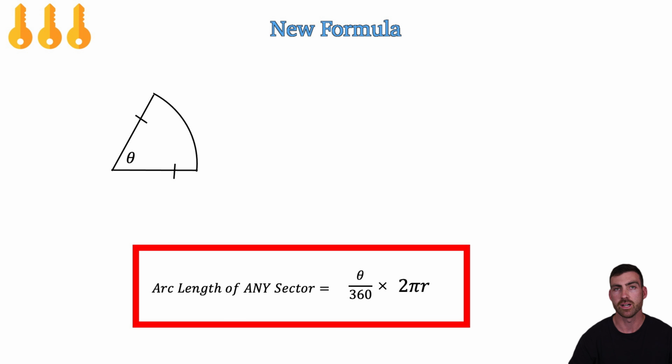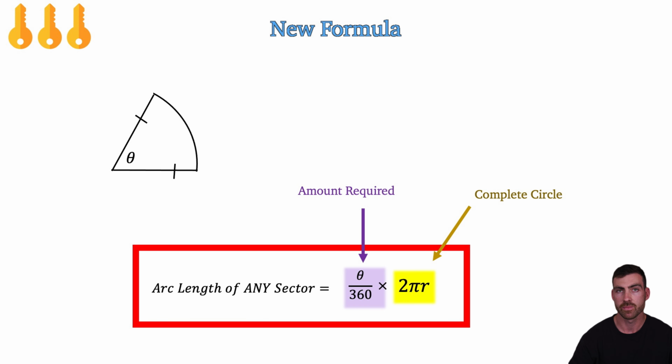This is the formula for the arc length of any part of a circle. The fraction of the amount of the circle you have times the circumference formula of a full circle. We write the fraction with denominator 360, and the numerator we use the Greek symbol theta. This symbol represents the interior angle of the sector.